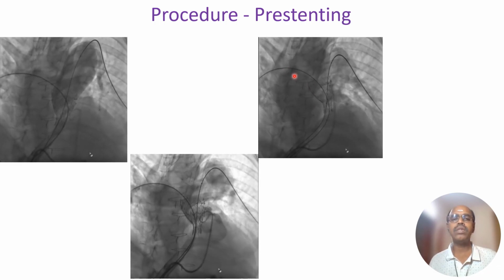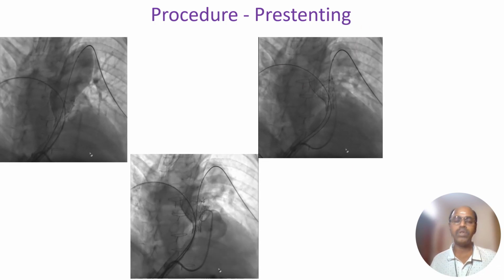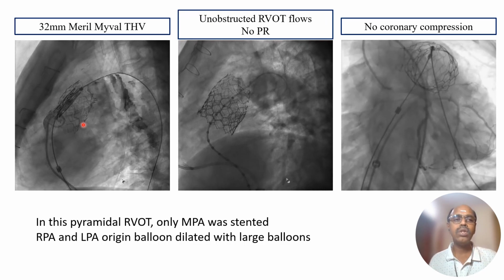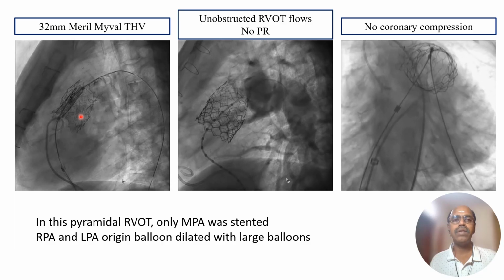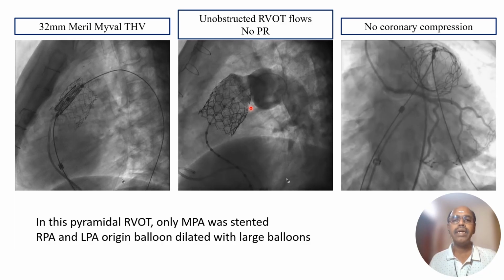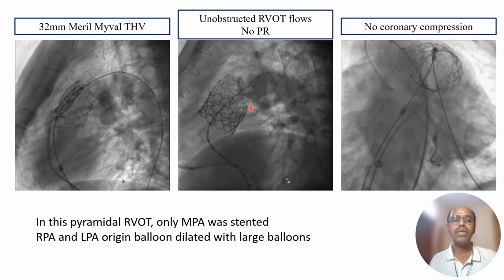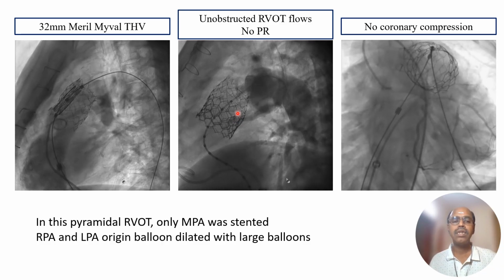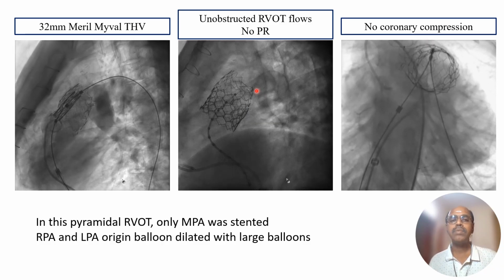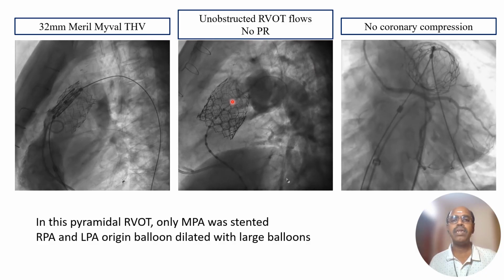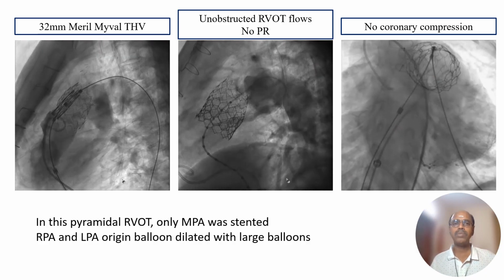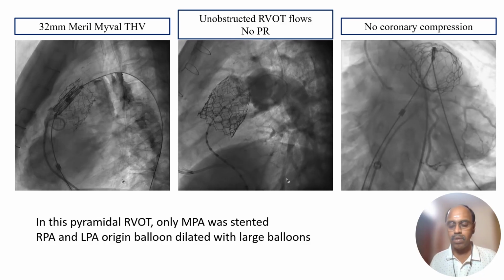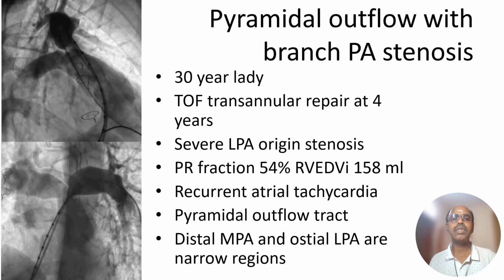Already we have dilated the origins of the right and left pulmonary artery with a large 22 millimeter balloon. So now into this landing zone, a 32 millimeter MyVal is deployed. And at the end of the MyVal deployment, within this distal main pulmonary artery stent, we are having unobstructed pulmonary blood flow, competent valve, and coronaries are not obstructed. So this is an example where distal MPA alone is stented without any branch pulmonary artery stent.